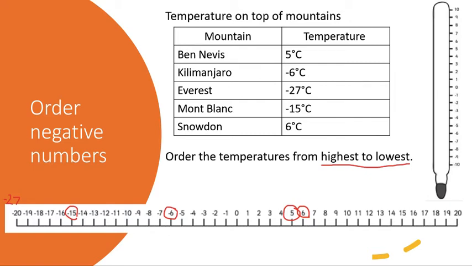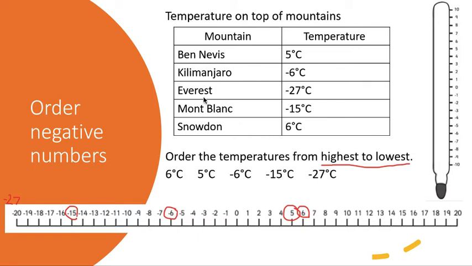Okay, so order the temperatures from highest to lowest. This time we want the warmest place. It's going to be here: 6 degrees, 5 degrees, -6 degrees, -15 degrees, -27 degrees. That's highest to lowest. And again, we can match them up.